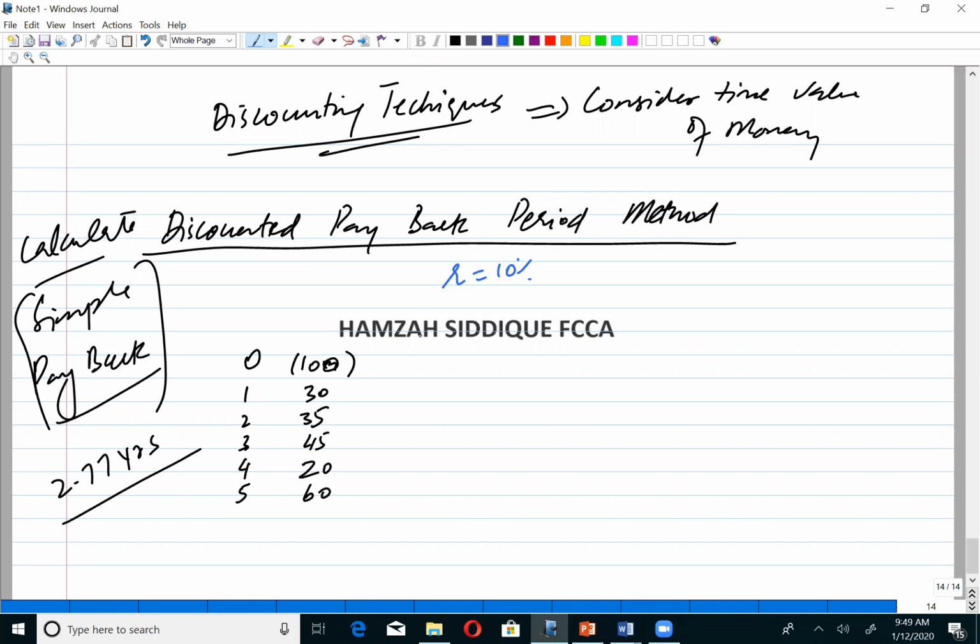So students, how to calculate? Now we will apply the discount rate and discount factor. Discount factor at 10%. From the discount table, we will see 0.909, 0.826, 0.751, 0.683, 0.621. These are the discount factors. So present values we will calculate. 100 is the present value at year 0. And in year 1, the present value will be like that.